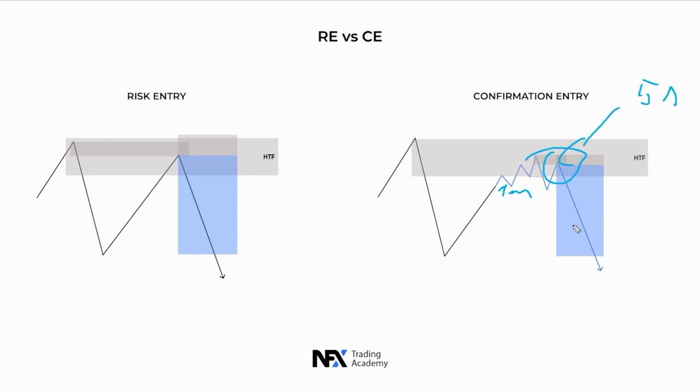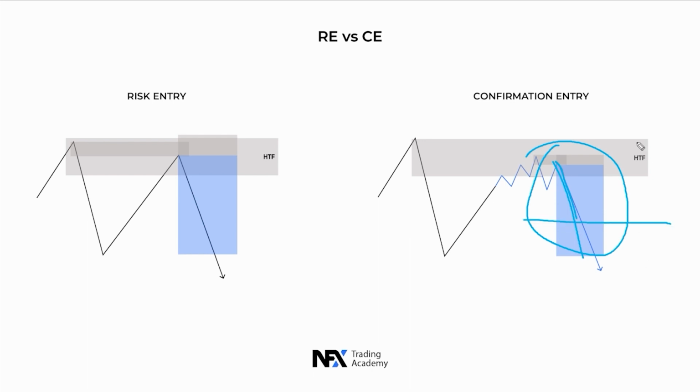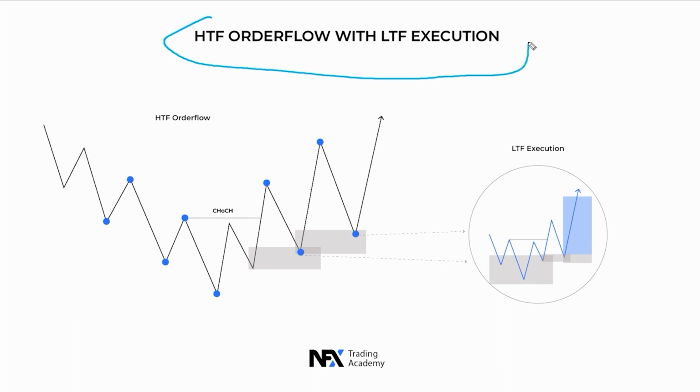So like a change of character and the break of structure, and I execute based on the ranges formed, so I can have a really tight stop loss. And when price usually just gives a nice reaction, I'm already running at the 1 to 3, 1 to 5, and then I can pull out profits. And if price decides to come back, then I just made my money and I'm out of the markets for the day. Here's a model of a higher time frame order flow with lower time frame execution.